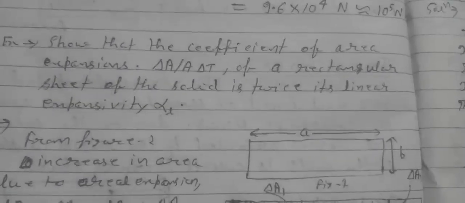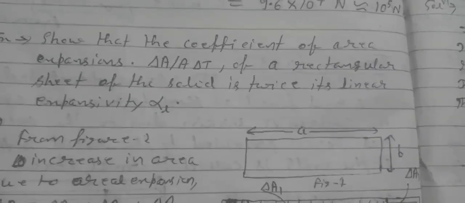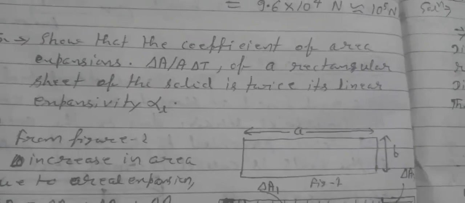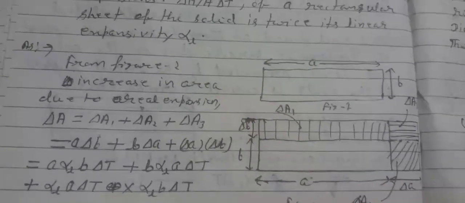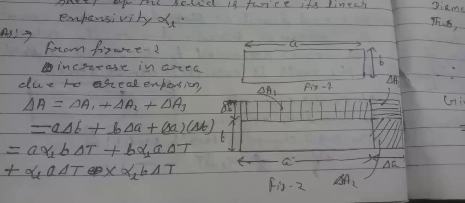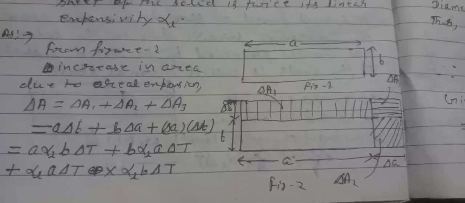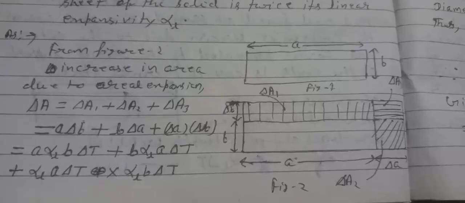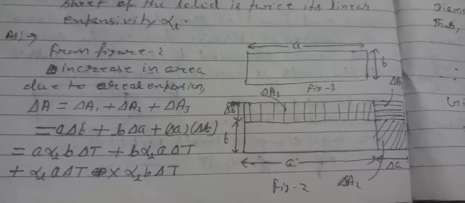Example: show that the coefficient of areal expansion, delta A by A into delta T, of a rectangular sheet of a solid is twice its linear expansivity alpha L. Figure 1 shows a sheet of length A and width B. In figure 2 the same sheet is shown when its length has increased by delta A and its width has increased by delta B.